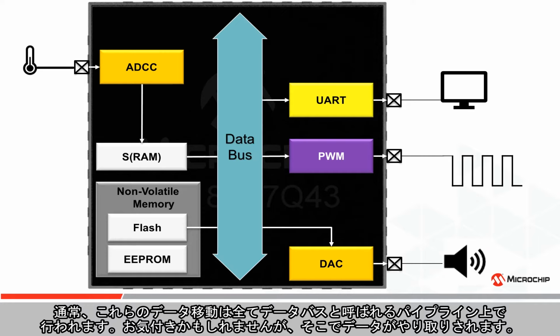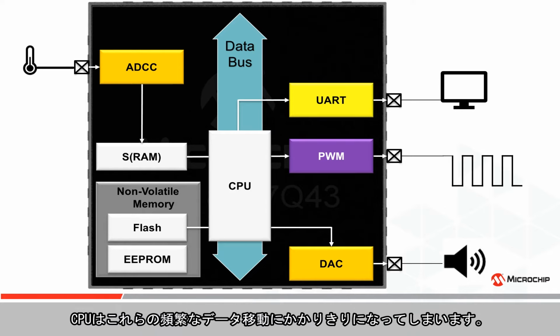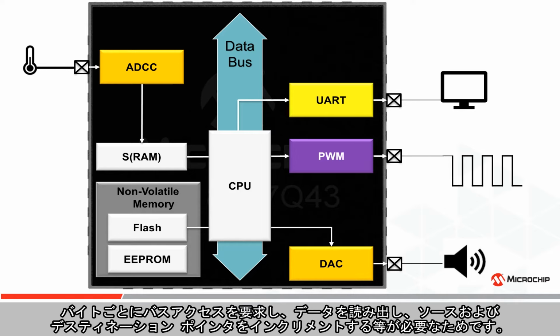data is exchanged. Now, we can all recognize that if the CPU is handling data transfer, program execution will be stalled until that data transfer is complete. So, these frequent data movements tie up the CPU directly, as it must request access to the bus, pull in the data, increment source and destination pointers, and so on and so forth for each byte of data.